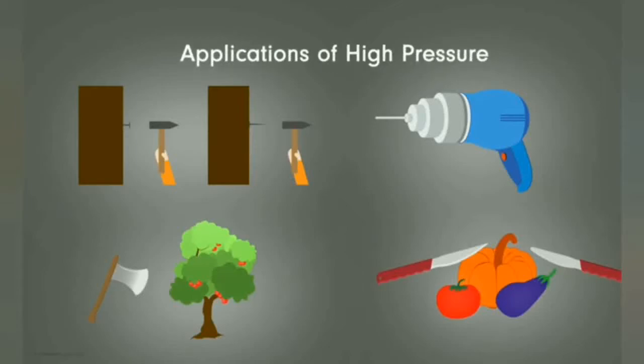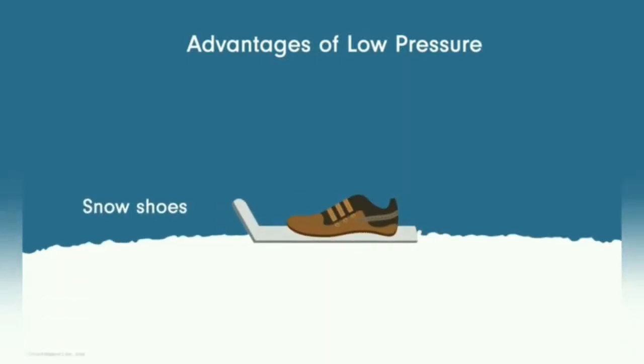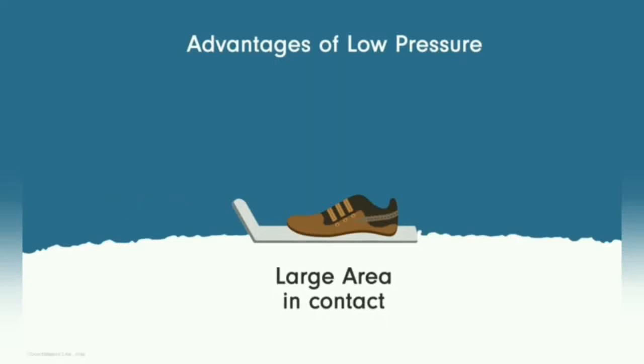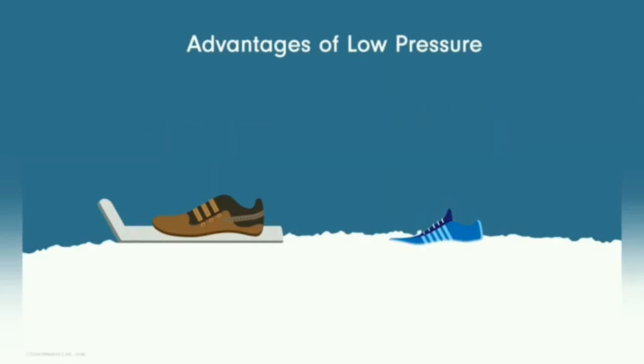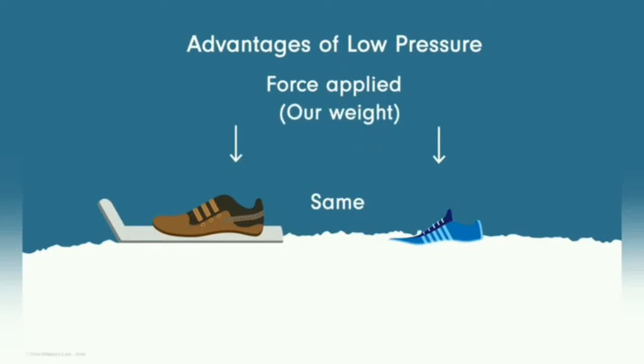The examples that we have discussed so far are applications of high pressure. But there are some situations or applications where we require low pressure. Let us now see some advantages of low pressure. We use snowshoes to walk on snow. Due to the large area of contact of snowshoes with the snow, it reduces the pressure and we are able to walk on it without our feet sinking inside. While in the case of normal shoes, due to the small area in contact, more pressure is exerted and it sinks, making it difficult to walk. It must be remembered that in both the cases, the force applied is equivalent to our weight.